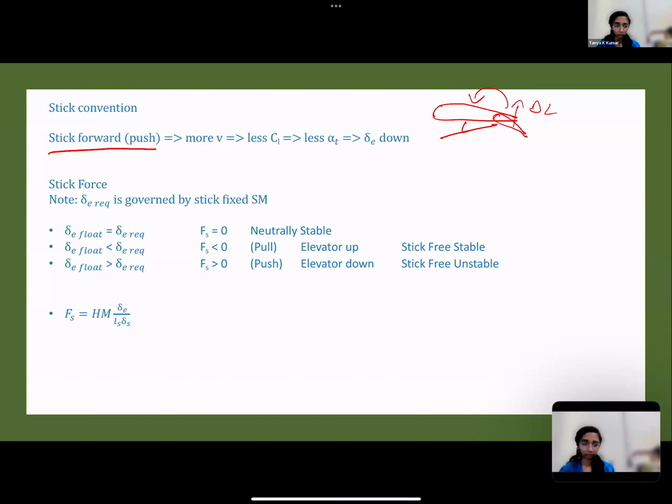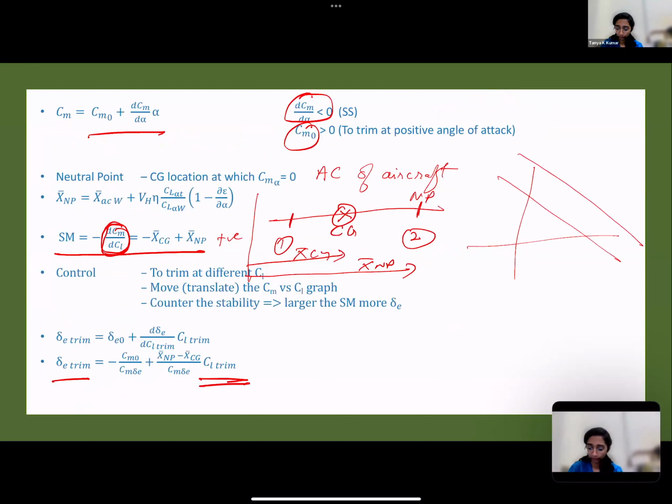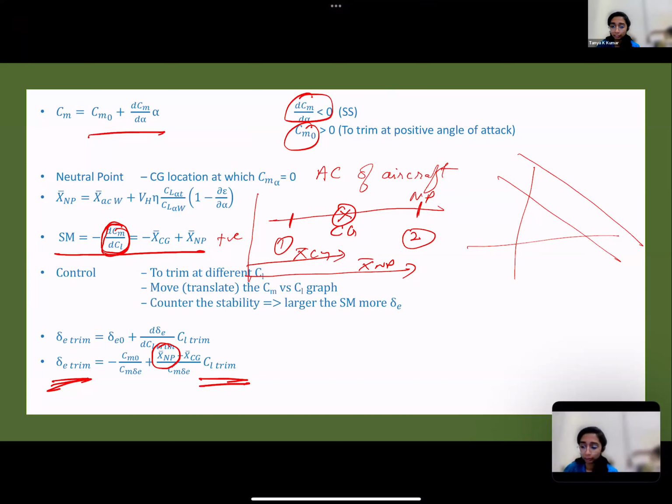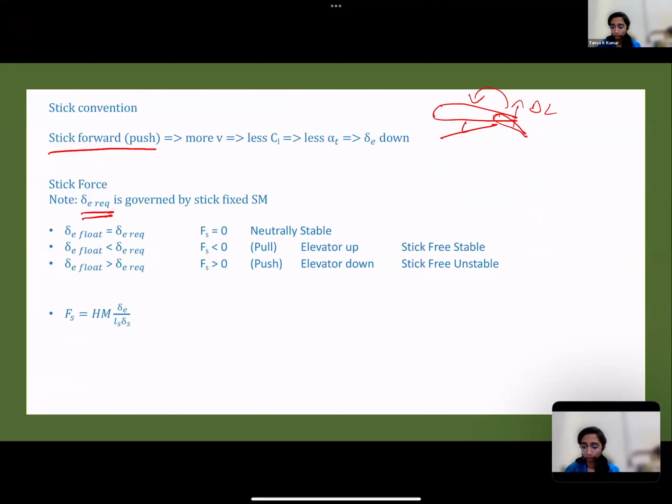Then another point to be noted here is that the delta E required equation that we saw here will always be governed by the stick fixed neutral point. Let me emphasize that. It will never be stick free. It will always be governed by the stick fixed neutral point, stick fixed static margin.